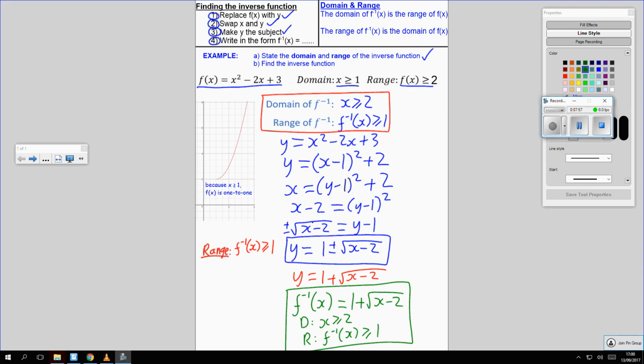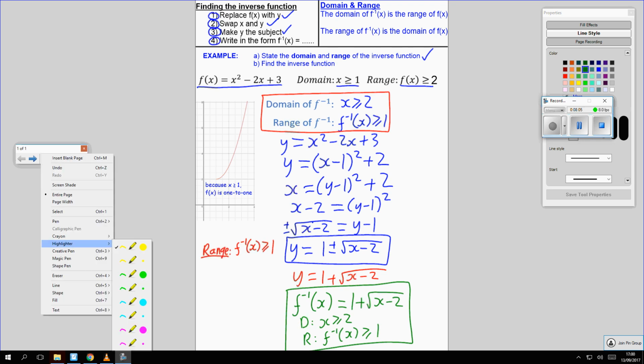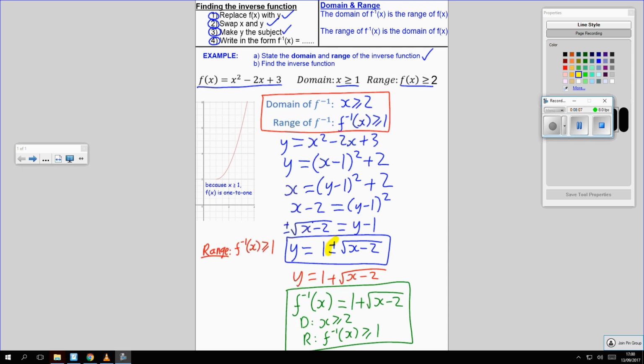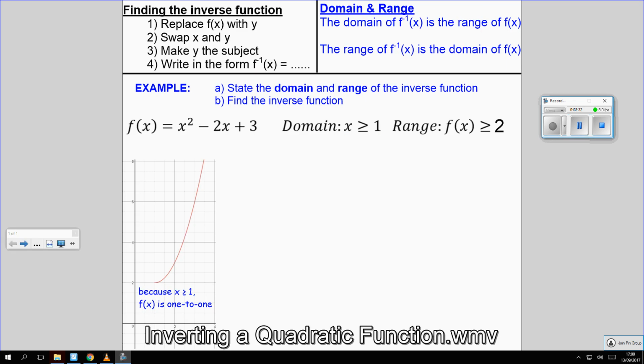You can look at everything we've done there, and it's really important to think about how we dealt with that issue of a plus or minus. So we ended up with a plus or minus. We needed to figure out which one was correct, and we did that by making reference to the range that the inverse function was meant to have. So it was meant to have the range that we worked out right back at the start. And in order for it to have that range, in this question, we knew that the plus or minus had to actually be a plus.